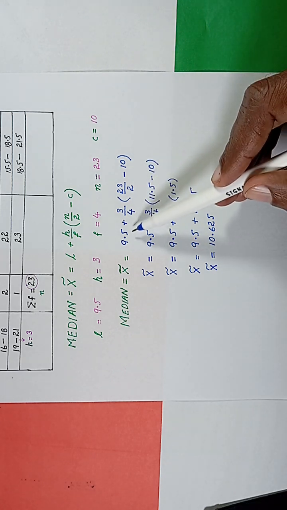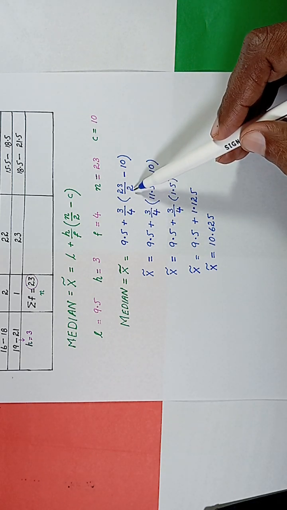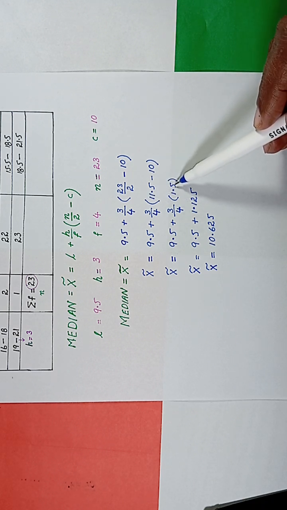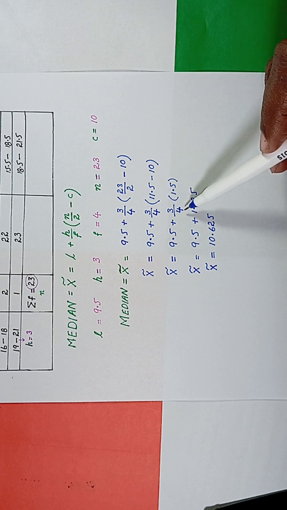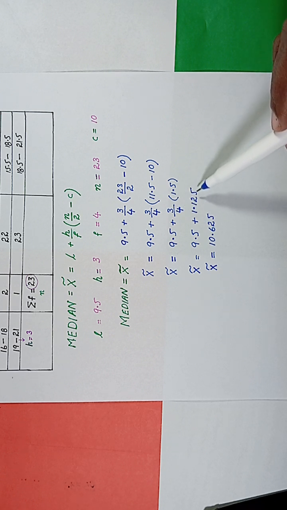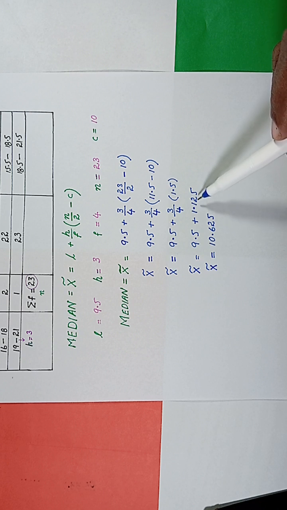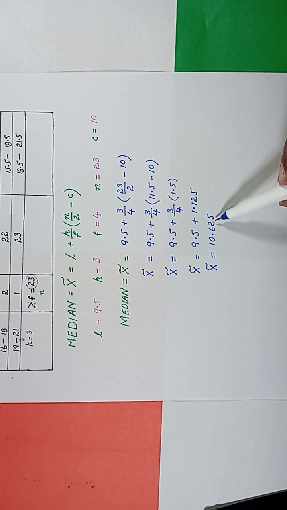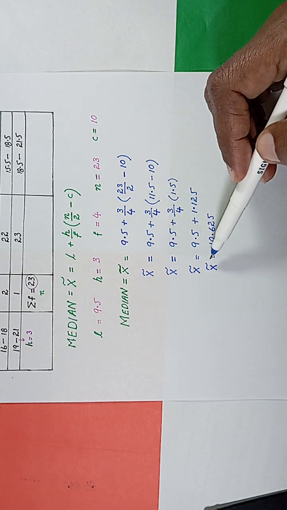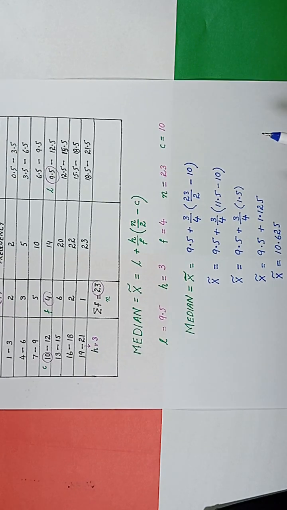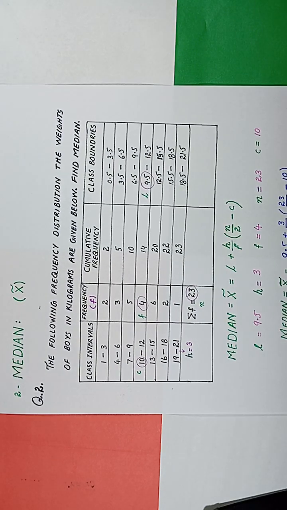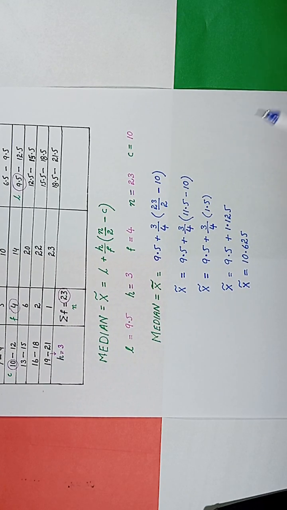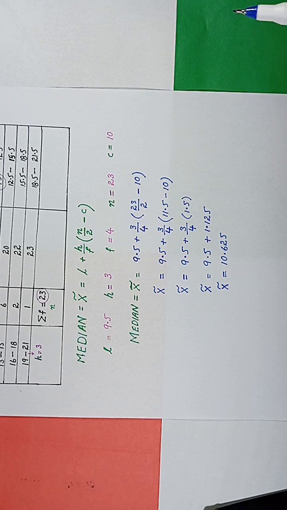By putting the values here, you can see 23 over 2 is 11.5, 11.5 minus 10 is 1.5, 1.5 multiplied by 3 divided by 4 equals 1.125, and 1.125 plus 9.5, the median, is 10.625. So here, dear students, we have calculated the median for grouped data. This is the way of calculating the median from grouped data.